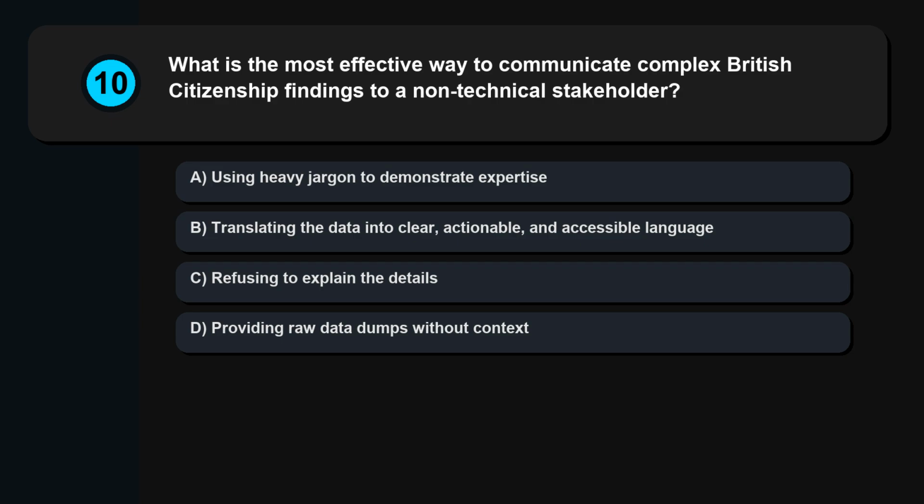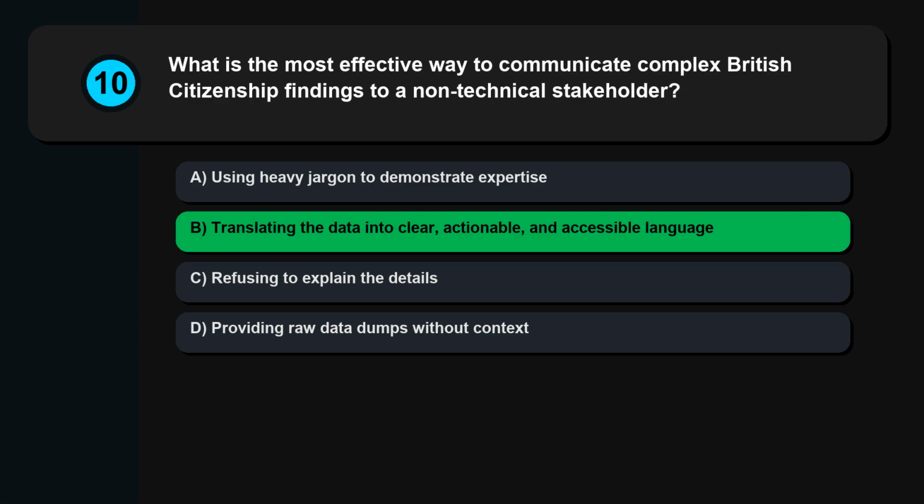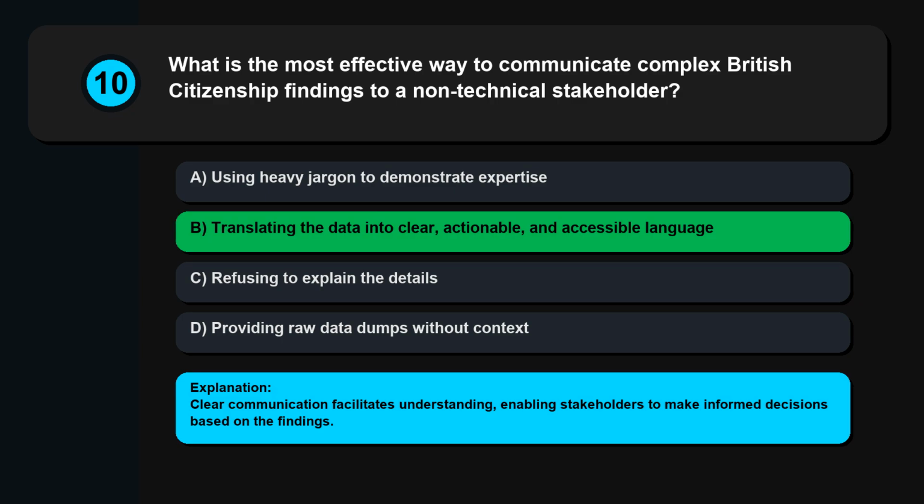Question 10. What is the most effective way to communicate complex British citizenship findings to a non-technical stakeholder? Using heavy jargon to demonstrate expertise, translating the data into clear, actionable, and accessible language, refusing to explain the details, providing raw data dumps without context. Clear communication facilitates understanding, enabling stakeholders to make informed decisions based on the findings.